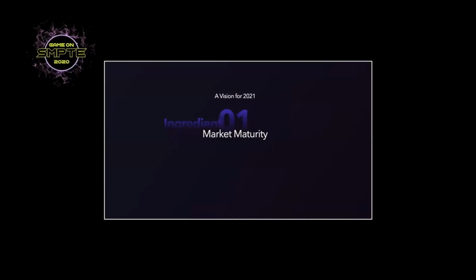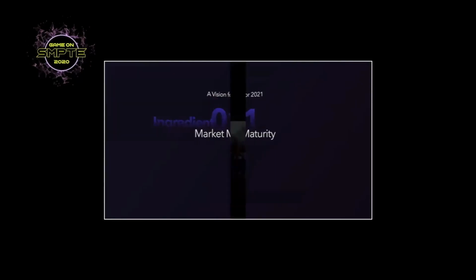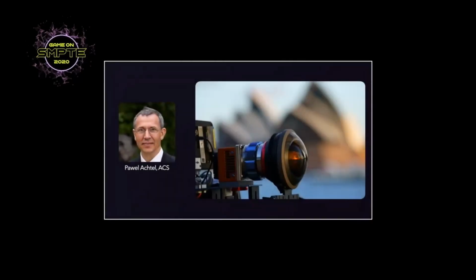But let's talk a little bit about the market maturity. The first thing I want to talk about in a vision for 2021 is the maturity of the 8K market and what that means for what we're talking about. Something really great that you may have heard about is a friend of mine, the renowned cinematographer Pavel Ochtel. Pavel has basically pioneered some really incredible stuff that you've probably heard about and seen. And he's actually built a new sensor that is exceptional for the large screen and giant screen and even cinematography approaches. What he's created is an 18K imager.